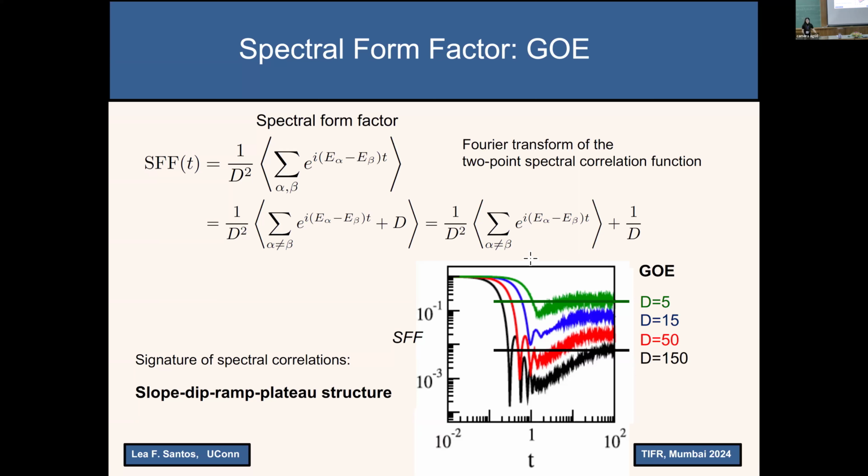So where do correlations play a role here? If it was an integrable model, you could just see this decay, some oscillations, and flat saturation. But it won't have this nice ramp. Okay, so I'm going to try to give you an idea.